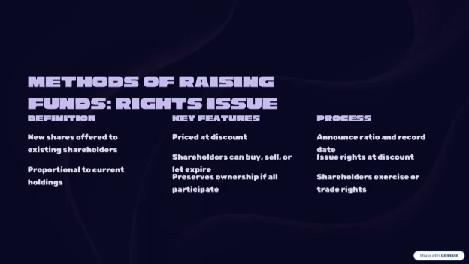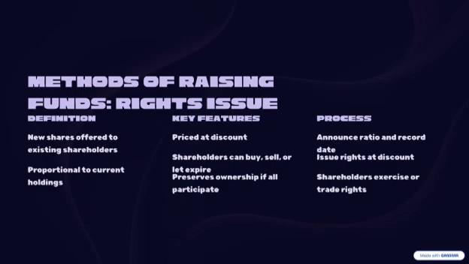Now, these are only offered to existing shareholders, usually priced at a discount to the market price. Shareholders have the option to buy or sell their rights. This also preserves proportional ownership if all shareholders participate. Now, the process includes: the company announces the rights ratio, that is 1 share for every so many shares held by shareholders.